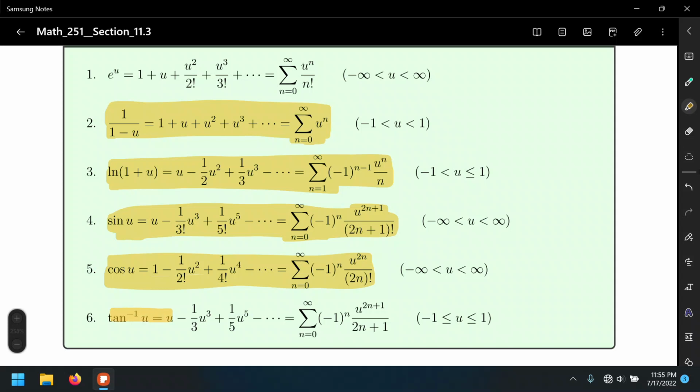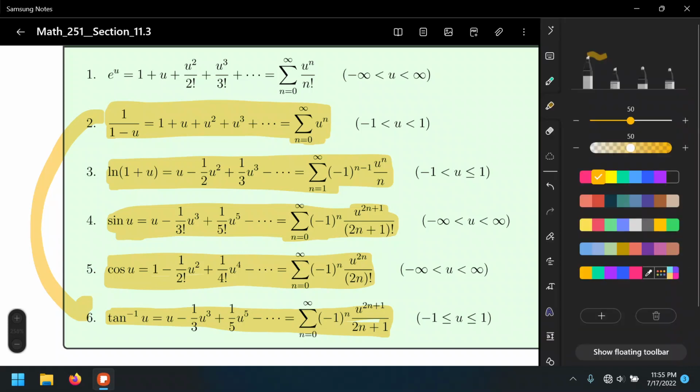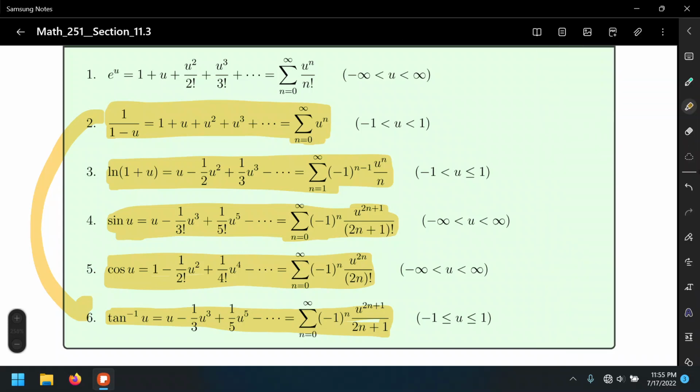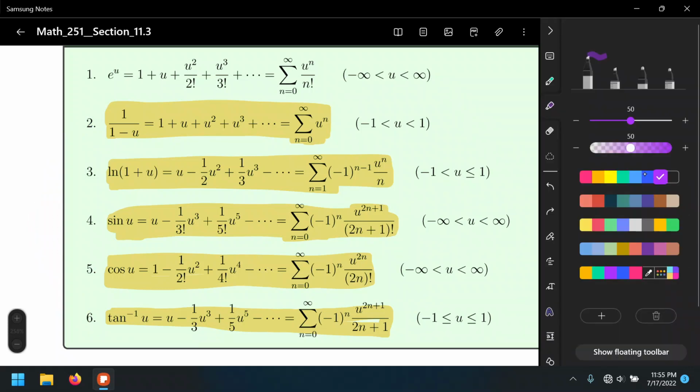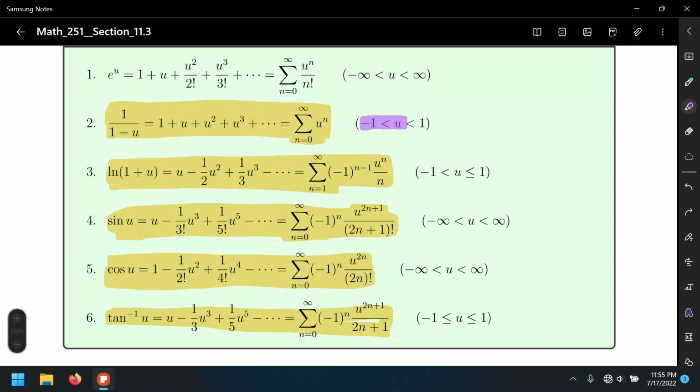Check this out, the one for arctan, which got derived from the one for the geometric series. Recall that what changed in this case was the interval of convergence. In this case it's exclusive, but in this case it's inclusive for the endpoints.